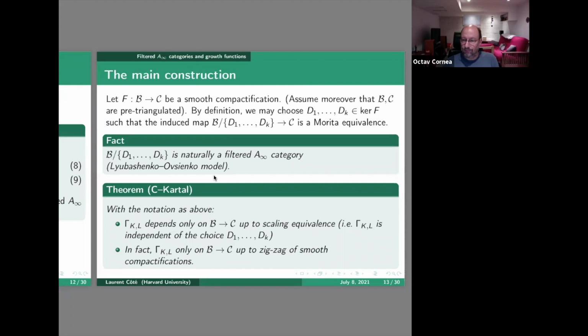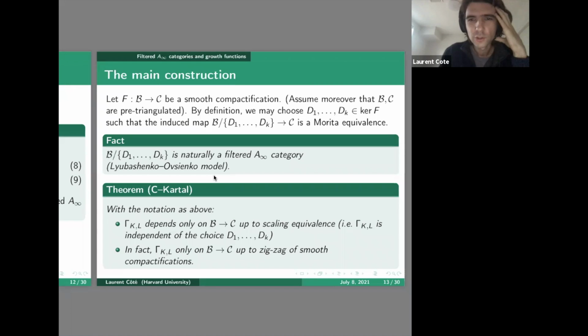So the main theorem is that, in fact, the growth functions don't depend on these choices. If you were to pick a different collection of split generators D1 to Dk, you would actually get the same growth function up to scaling equivalence. And in fact, more is true. This growth function only depends on this smooth categorical compactification up to zigzag. This is a purely categorical statement. The upshot is that if you fix your smooth category C, then the data of a categorical compactification of C up to zigzag endows the objects of C with a growth function, which is well defined up to scaling equivalence.